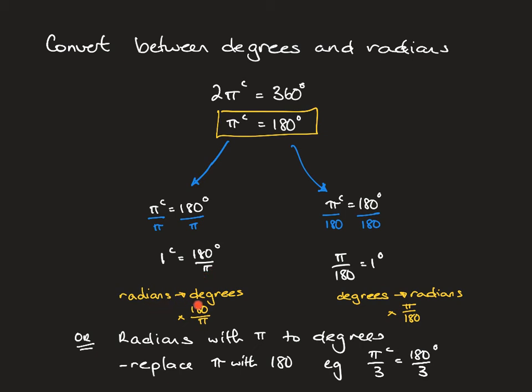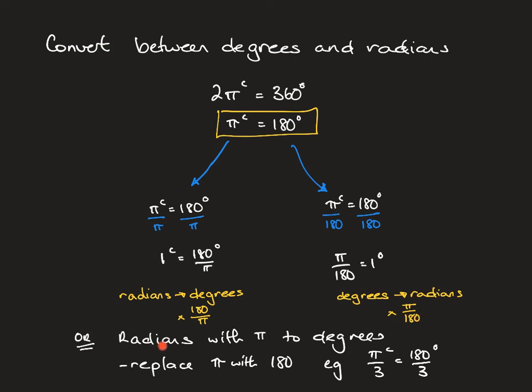To go from radians to degrees, you multiply the radians by 180 on pi. If you take the same formula and divide both sides by 180, you get 1 degree is pi on 180 radians. Should have a little radian symbol there. So your conversion factor from degrees to radians is to multiply the degrees by pi on 180.